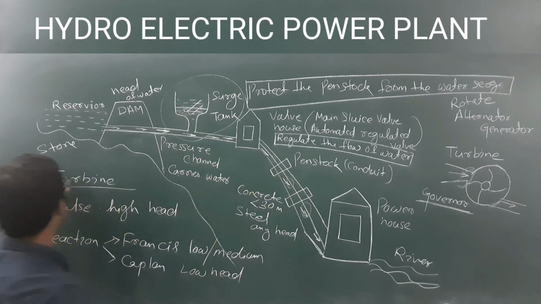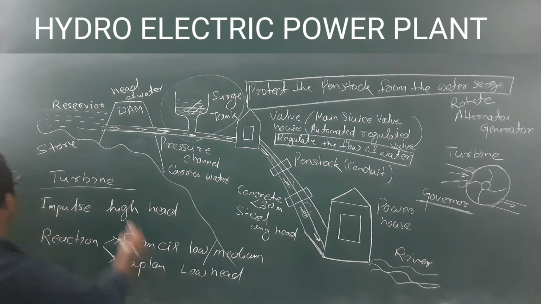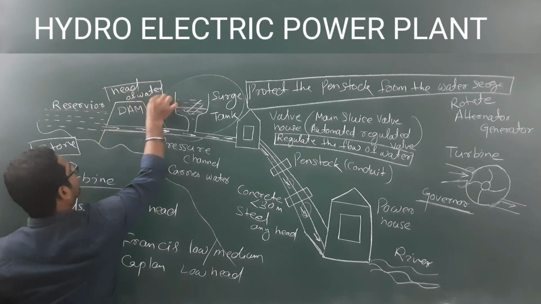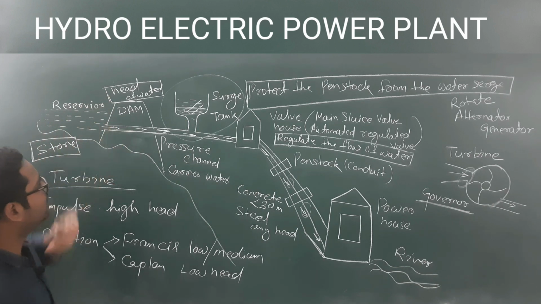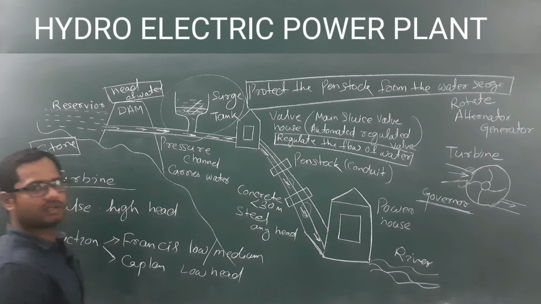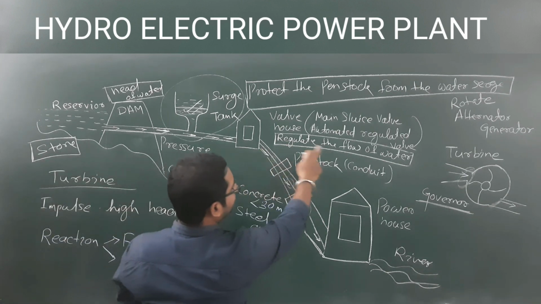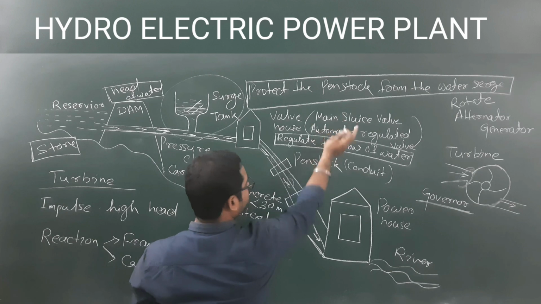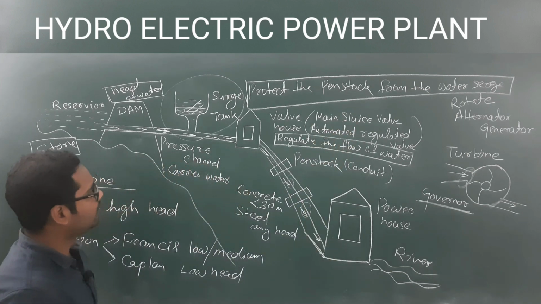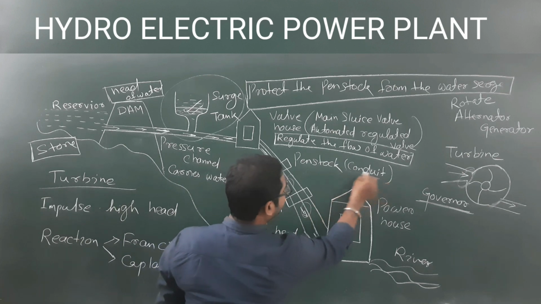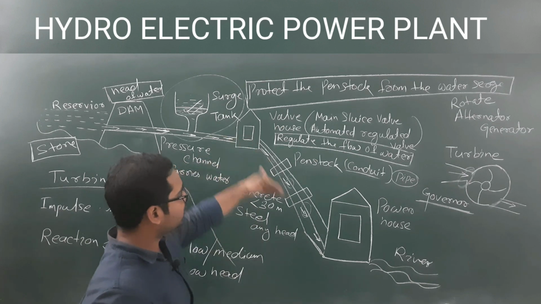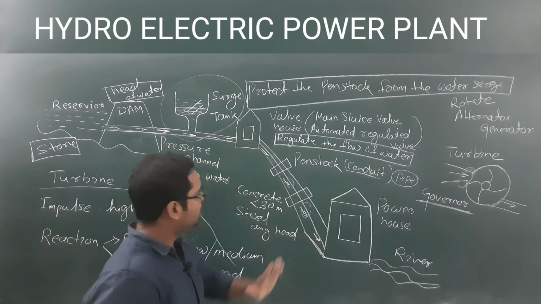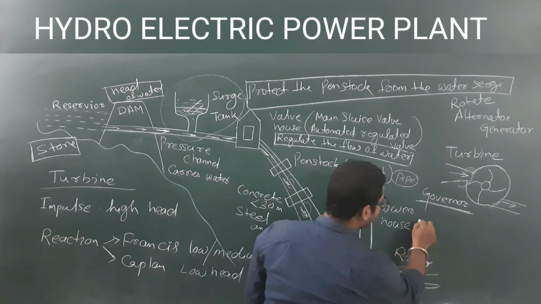Okay, so now we will just summarize all these things. Reservoir, it will store the water. Dam, it increases the head of the water, or it will produce the water head, or it will check the flow of water here. Surge tank, it will protect the penstock from the water surge. Valve house, regulates the flow of water by the help of the main sluice valve and automatic regulator valve. Then penstock, here it is a conduit, it is a pipe. It will allow the flow of the water. It will take the water from the valve house to the power house, for your power production.